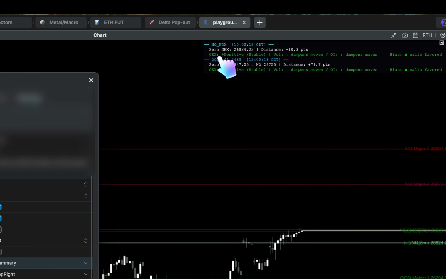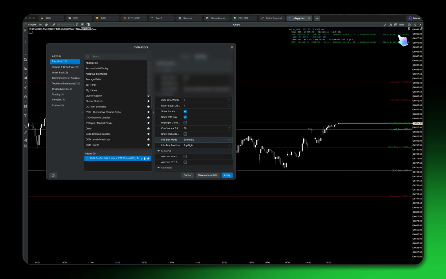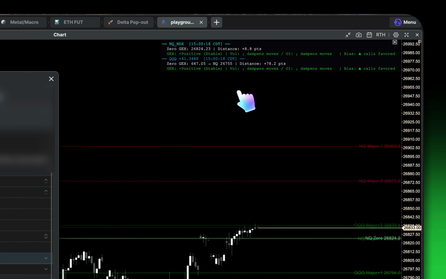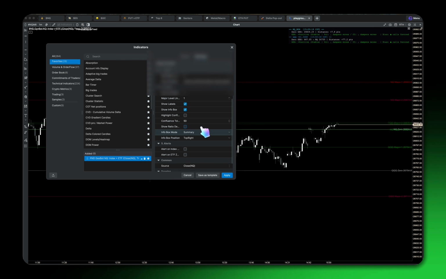Here it's GEX positive profile, and it's stable. It's stable because volume and open interest agree, so they're both in a situation where the moves will be dampened by market makers. So we're stable, in positive GEX, and you still get the delta bias as well. Calls are still favored, even on the Qs. So we're in a positive regime: expect reversals, slower movement, things like that. You can check that out.